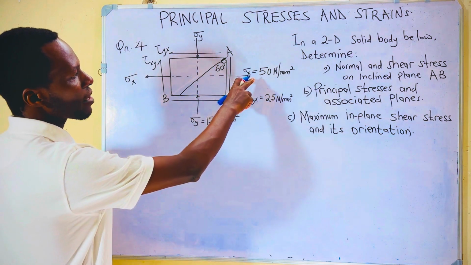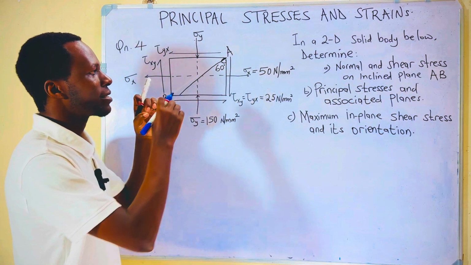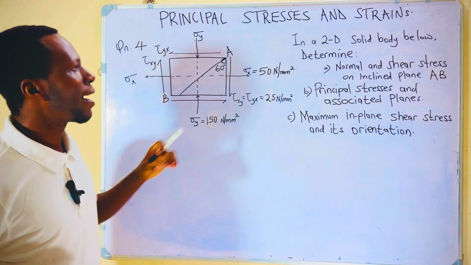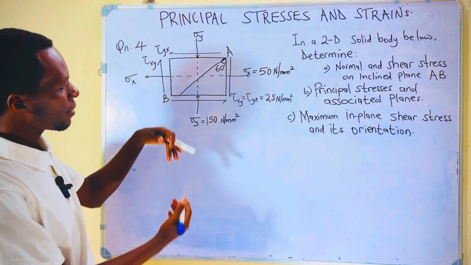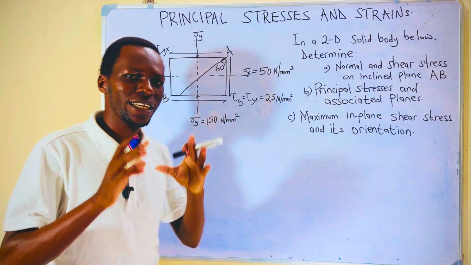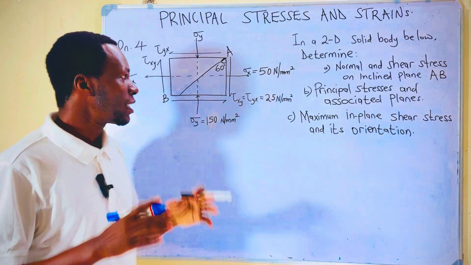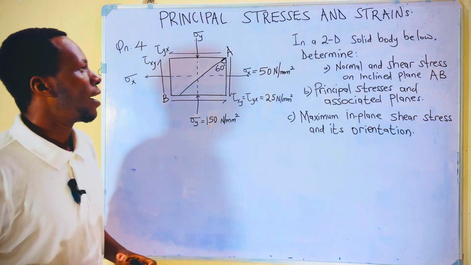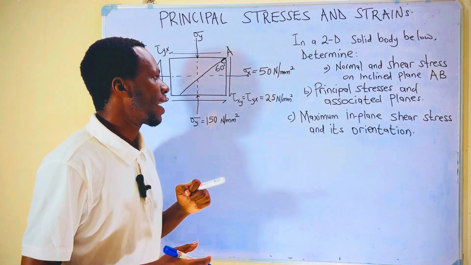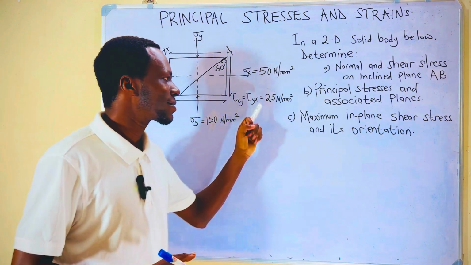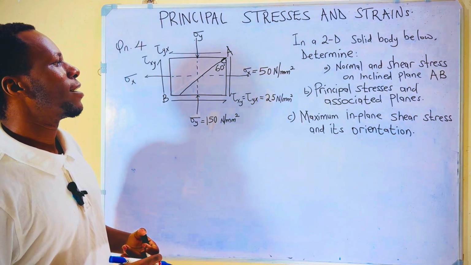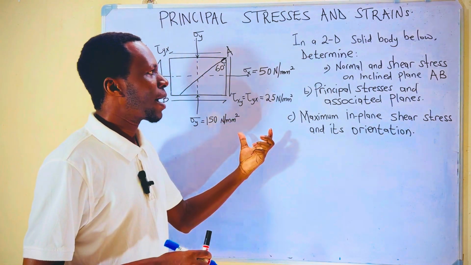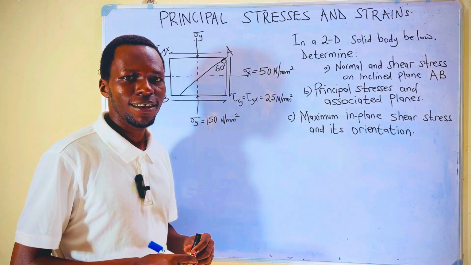We have sigma x, that is tensile because it's away from the member, it is given to be 50. Then we have sigma y, that is compressive. That means we're going to consider this value to be negative because it is compressive. And then we have tau xy, which is the same as tau yx, which is 25 Newton per millimeter square. So in case you have this member, how then can we solve this?